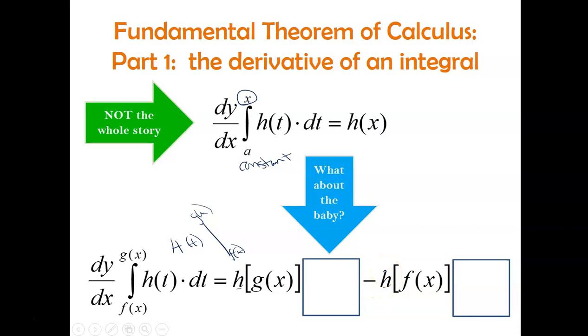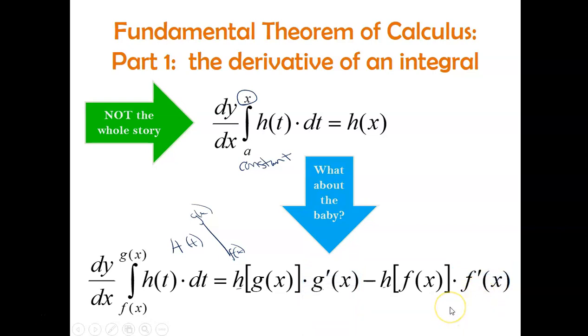And this is where the baby comes in. If you take the integral, you plugged in g of x and f of x. When you then take the derivative of that, the things that you plugged in get chain ruled. Right? So in other words, if you're going to plug in g of x when you do your integral, then when you take your derivative, there's going to be a g prime of x right here. And if you're going to plug in f of x to your integral, then when you take your derivative, there's going to be a chain rule piece here. There's going to be an f prime of x here. So this is the whole story.